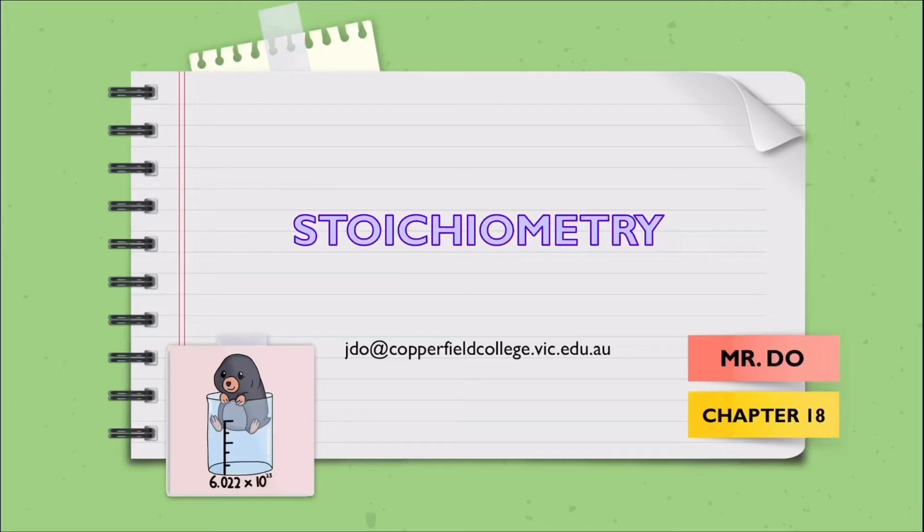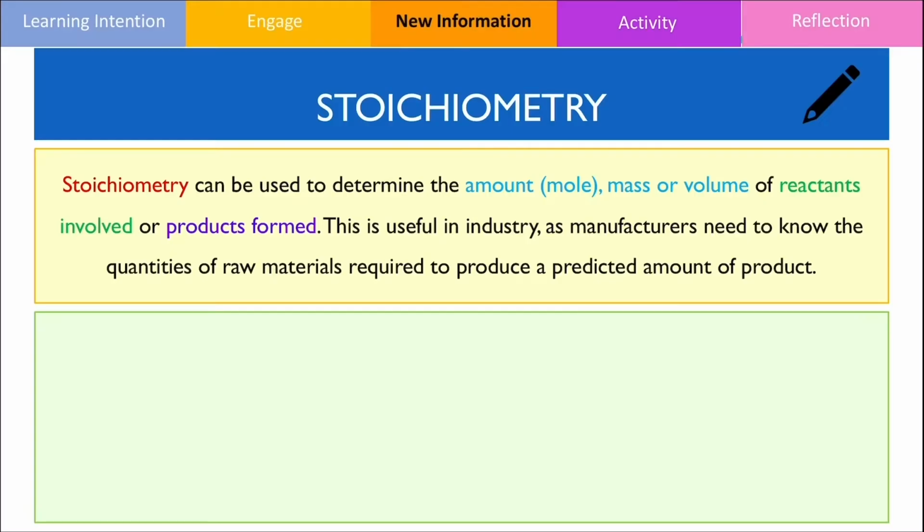Hello class, this video will be an introduction on stoichiometry and how to perform simple stoichiometric calculations. Stoichiometry is a section in chemistry that allows us to determine either the amount of substance in moles, the mass, or volume of reactants involved or products formed.